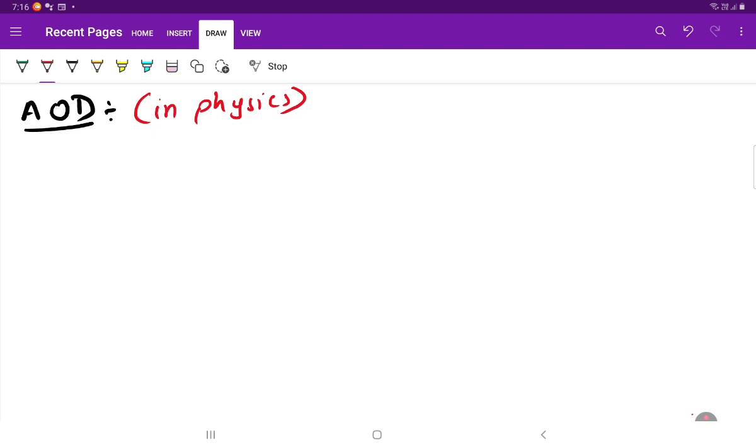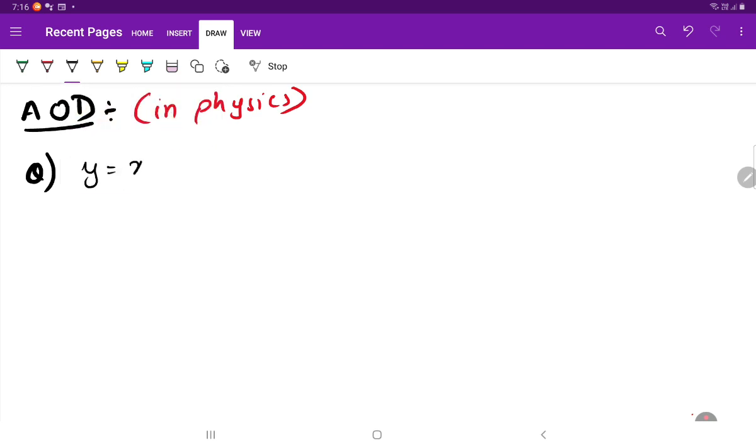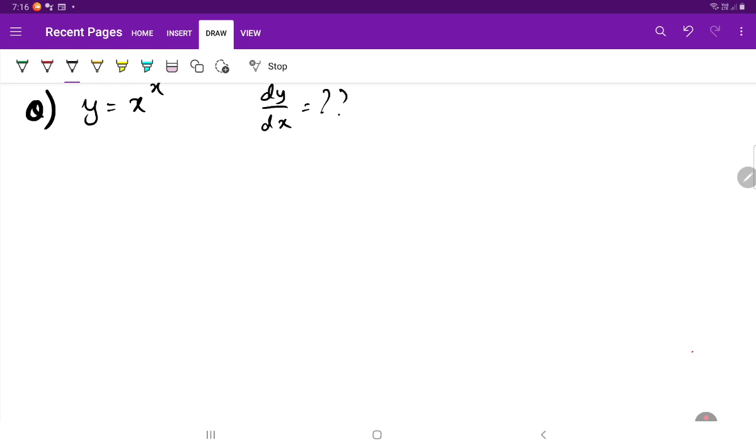Before discussing AOD, I gave you a homework problem: if y is equal to x to the power x, then what is the value of dy by dx? Now, how do we solve this problem?